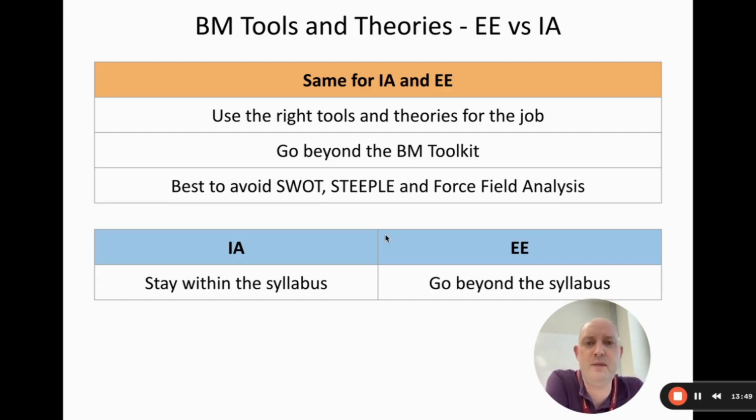And I think that the biggest difference is with the IA, you can go beyond the syllabus, but I think the recommendation is it's best to stay within the syllabus. You've only got 1,800 words. With EE, it's best to go beyond. And the reason for that is extended essay is extended. It's a significant piece of research. You've got 4,000 words. And so you've got time to go beyond the syllabus. And it shows that you'll go into a lot more depth with your research.